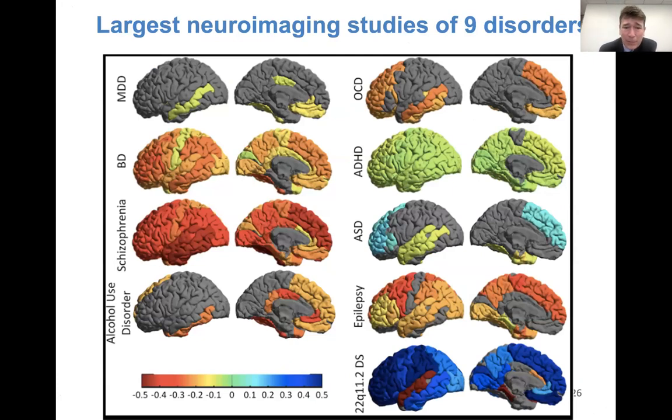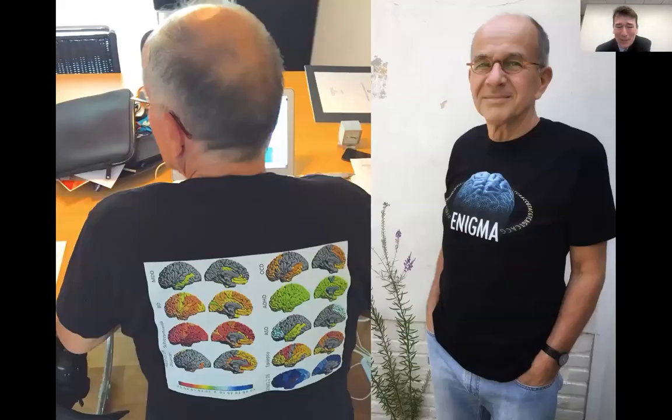These are maps of cortical thickness reductions in major depression, bipolar disorder, schizophrenia, and many other disorders. The colors are the effect size for the difference between patients and controls. And you can see very, very different patterns depending on the disorder. I can also send you a t-shirt with the data on showing the different patterns that there are.